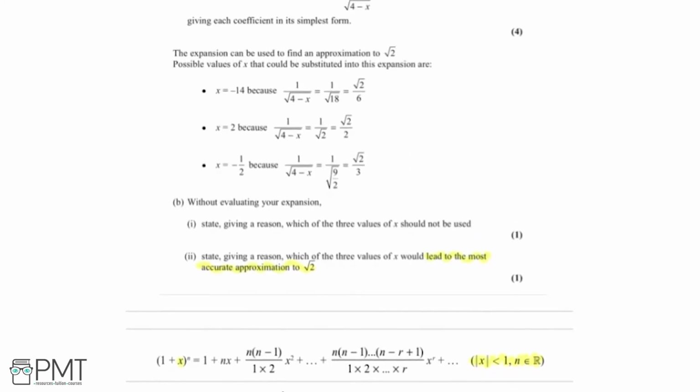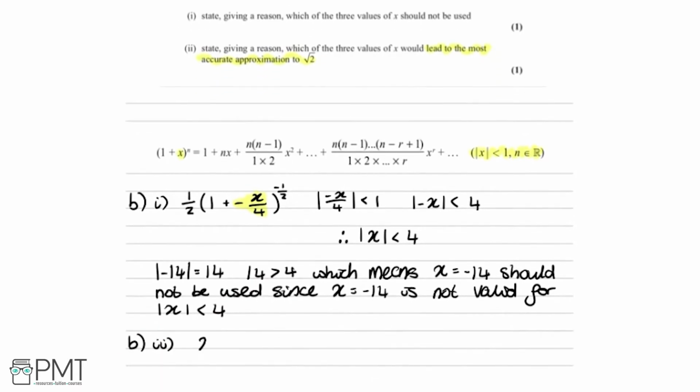See here that we've already ruled out x equals negative 14, because in B part 1 we said that that's not valid. Looking at the other two, we've got x equals 2 and x equals minus a half. X equals minus a half is closer to 0 than x equals 2. So x equals minus a half will be the appropriate choice. Writing that out formally, x equals minus a half will be our choice because it's closest to 0.